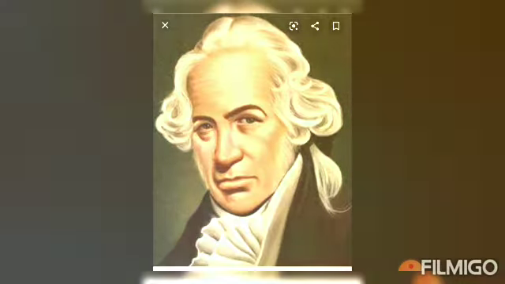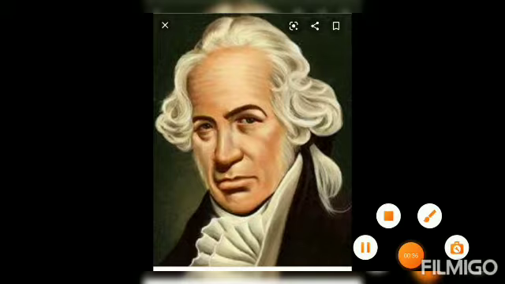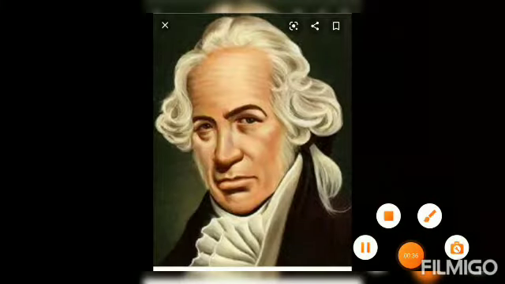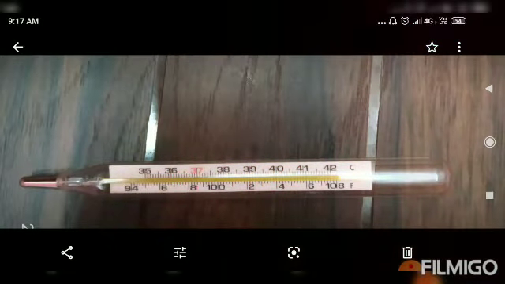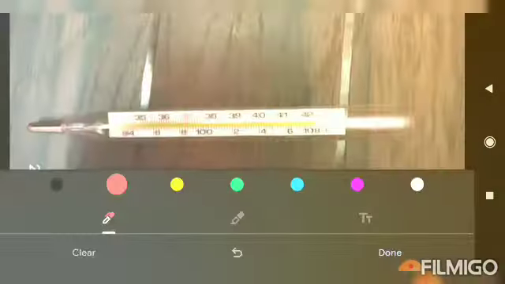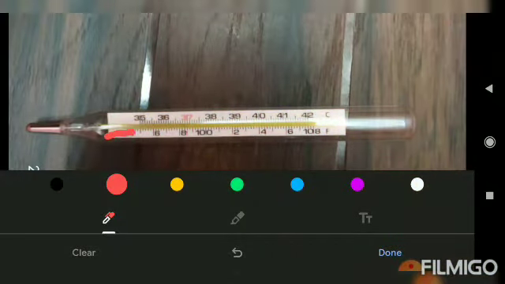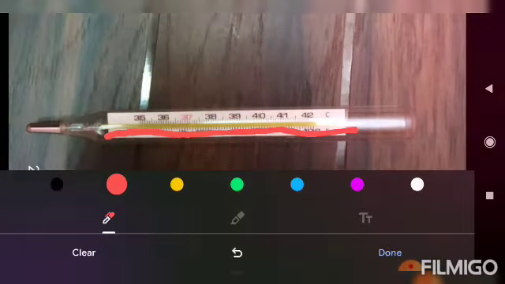So now let's talk about thermometer. Friends, I hope you can see an object on the screen. This is a thermometer which is used to measure the temperature of an object or human beings. It is made up of a thin, long and uniform glass tube called capillary tube. I am showing the capillary tube to all of you. This thin, long tube is the capillary tube.